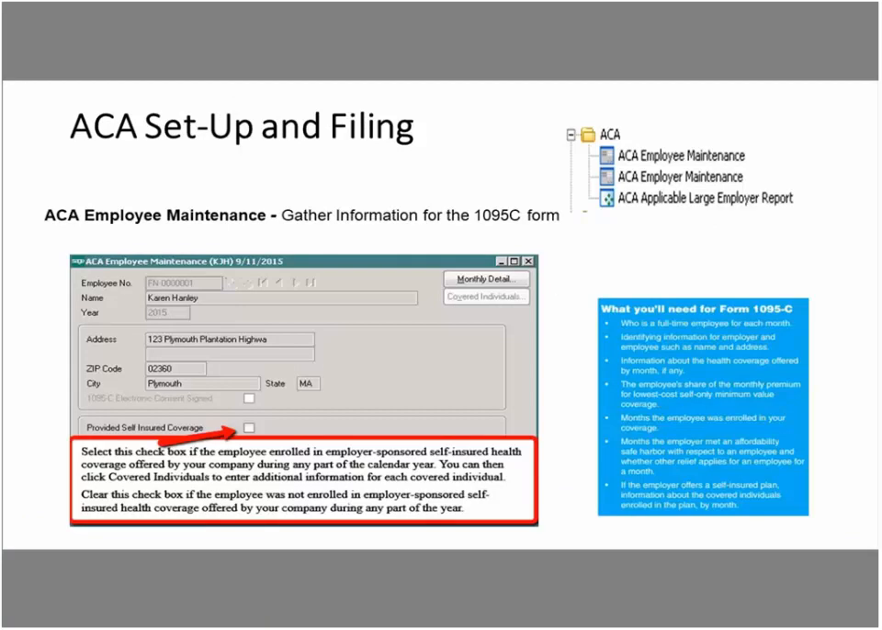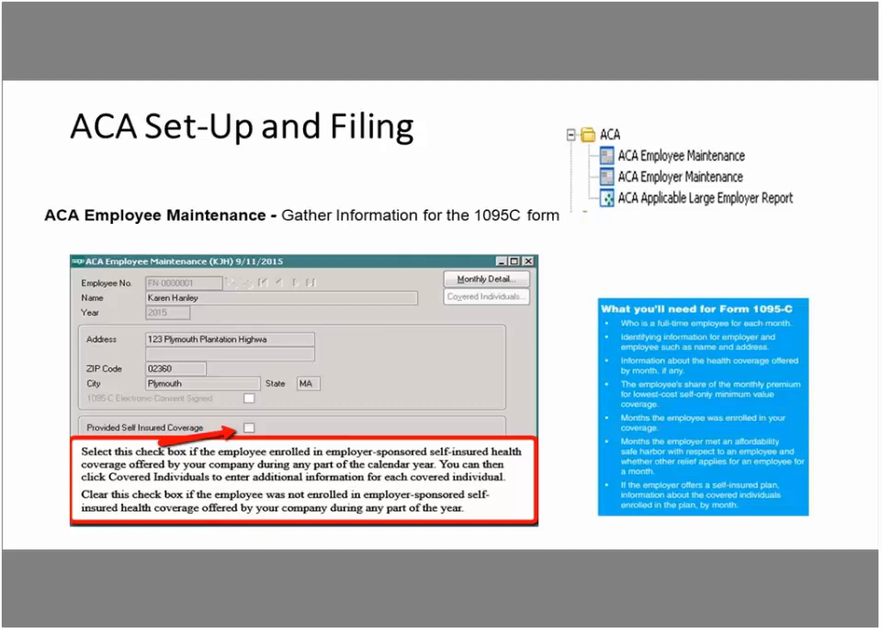So the ACA Employee Maintenance. This is where we're going to collect information that's going to be used on the 1095-C form. The information that's entered in here is one of the things that we had mentioned earlier. If you have information and you don't want to key it all in by hand because of its volume, we can help you get that data imported. The information that you're going to need for the 1095-C form is listed over here in this little blue box. You can read through that at your leisure.